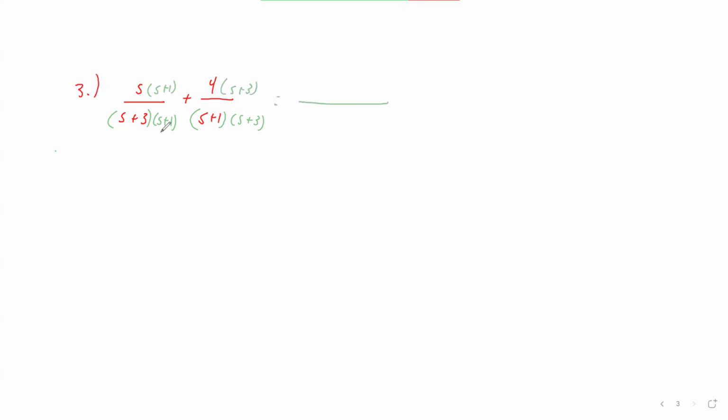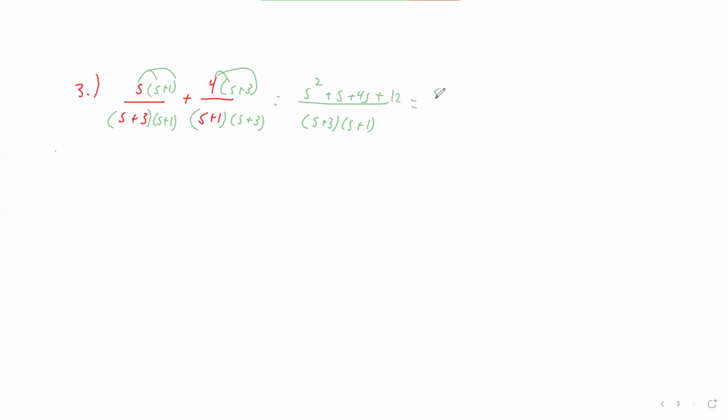So again, now the denominators are the same. So I'm going to write them out once. So s plus 3, s plus 1. The order doesn't matter. And then I'll distribute out. So s times s is s squared. s times 1 is s. 4 times s is 4s. And 4 times 3 is 12.